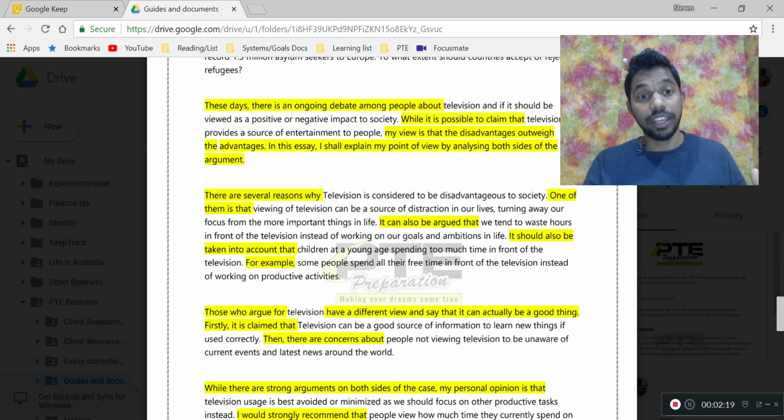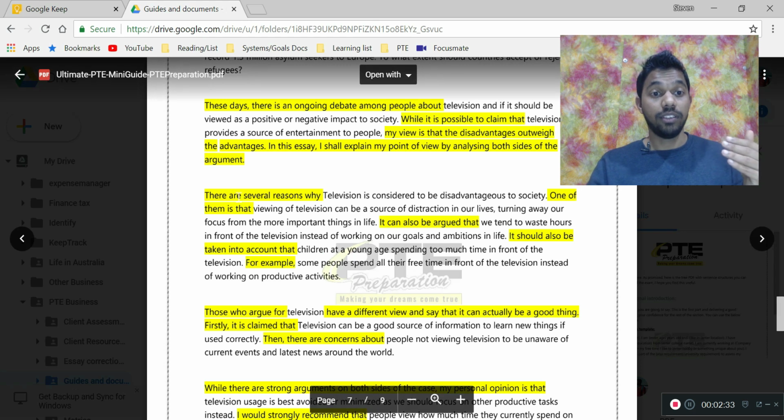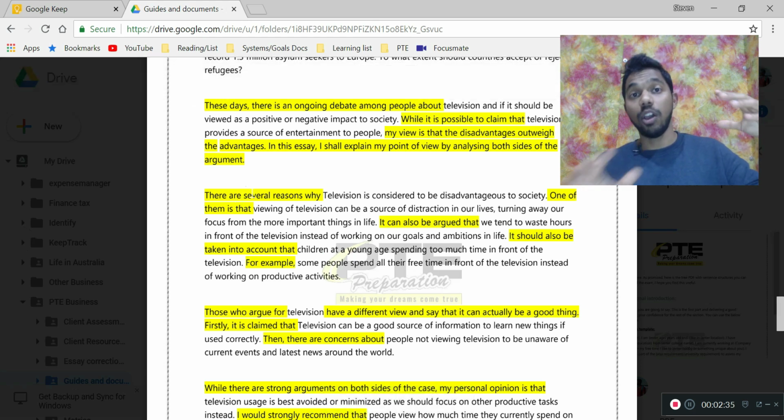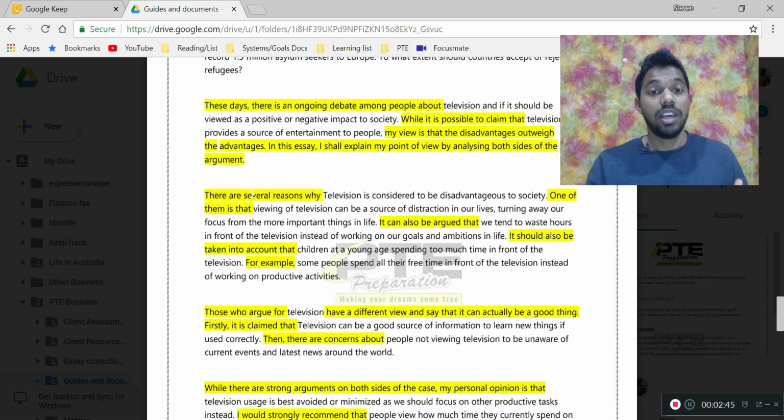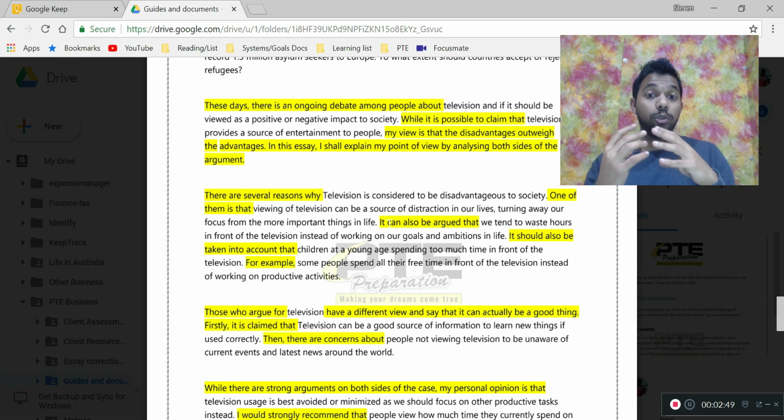Now moving on to the second paragraph, it goes on to say there are several reasons why television is considered to be disadvantageous to society. So now you're supporting your stance of why television is bad. Then one of the previous reasons which you've talked about, you said that there are several reasons. Now you're drilling down further into that and you're talking about the different types of reasons. One of them is that television can be a source of distraction in our lives, and so on and so forth. And after that, another point is it can also be argued that we tend to waste hours in front of the television.